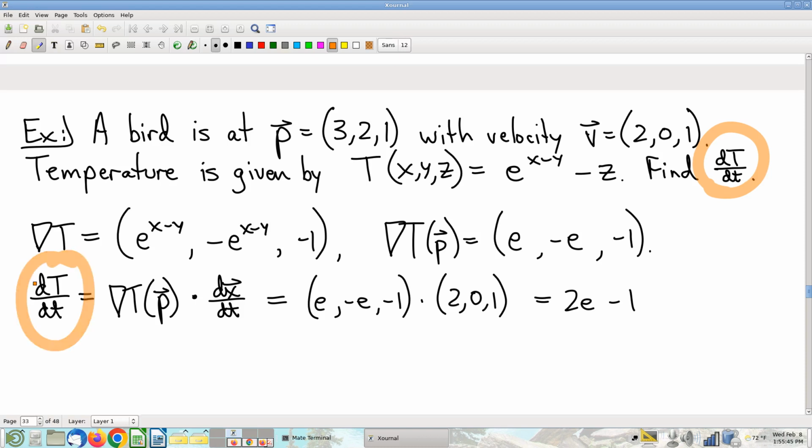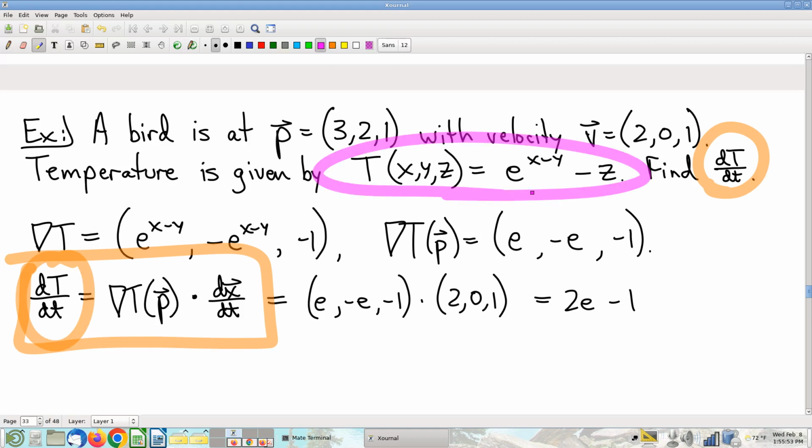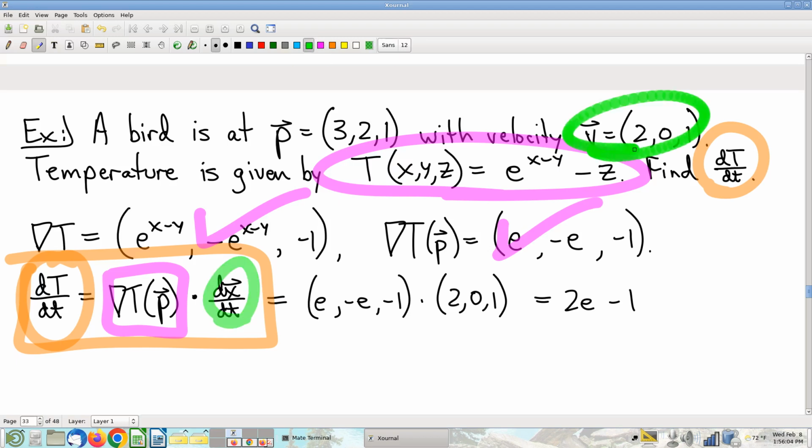Right? And our formula tells us that that's computed with, again, a dot product with the gradient. So we're going to take our temperature function here, compute its gradient, plug in the point in question, etc. And knowing that gradient, we dot it with our input velocity, which was given to be 2, 0, 1.